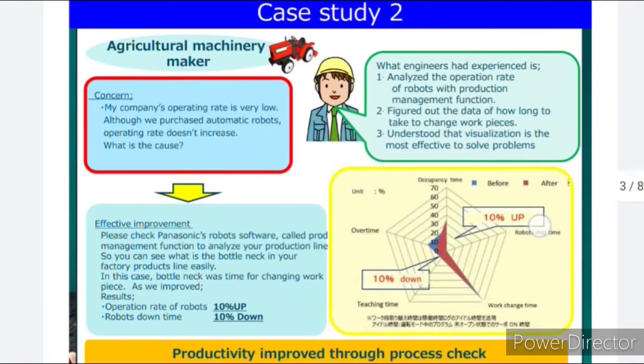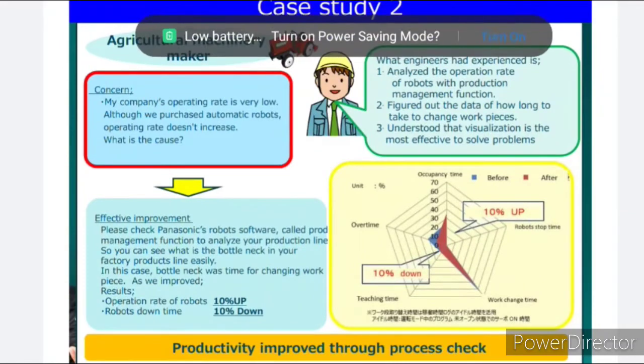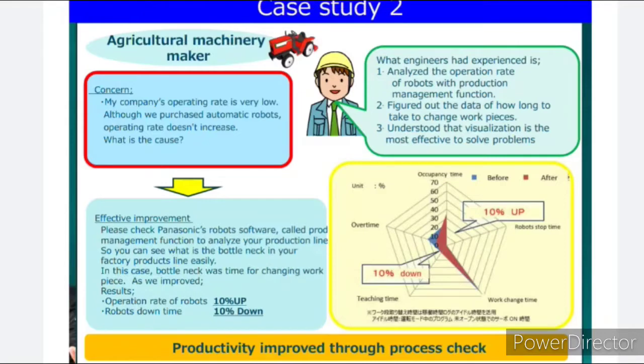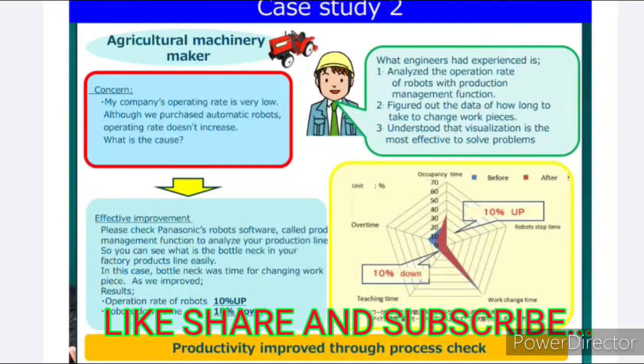This is the case study. Agricultural machine maker's concerns: my company's operating rate is very low. Although we purchased the automatic robots, the operating rate doesn't increase. So what is the cause?